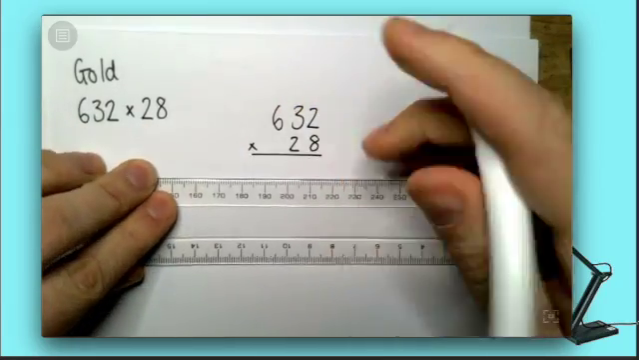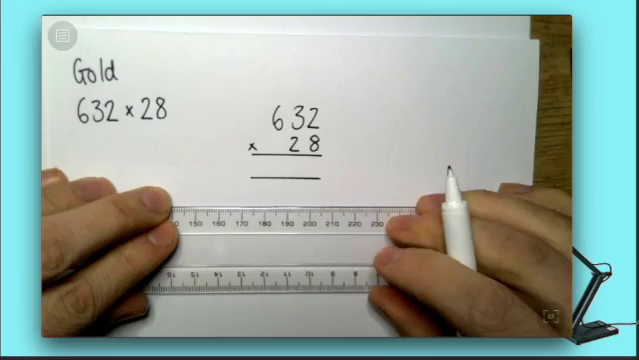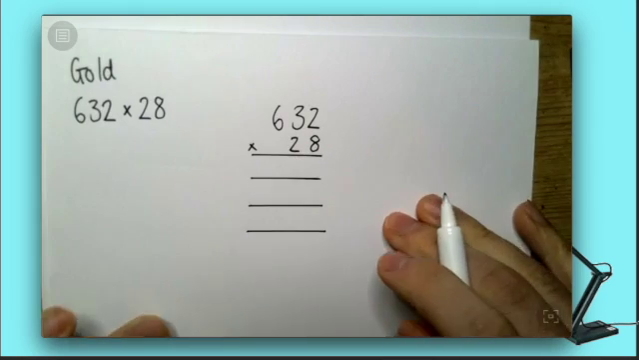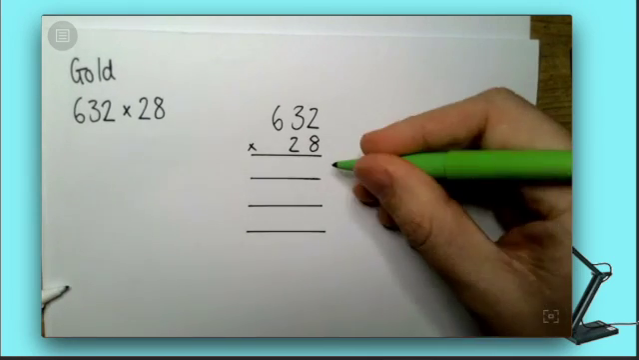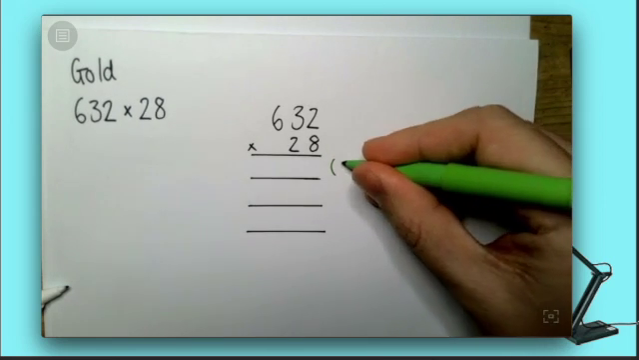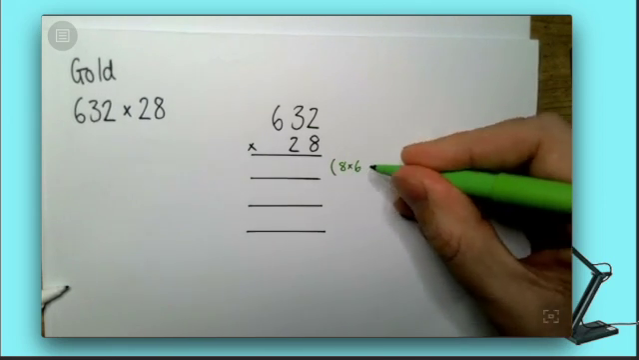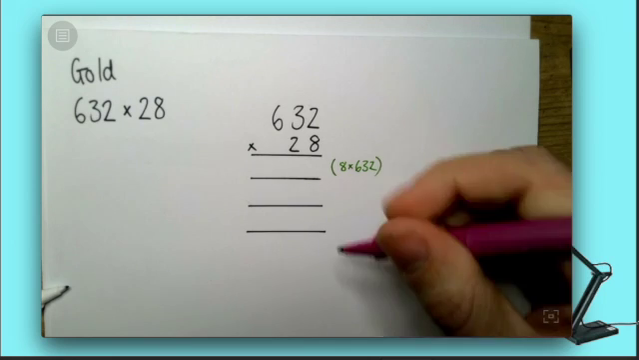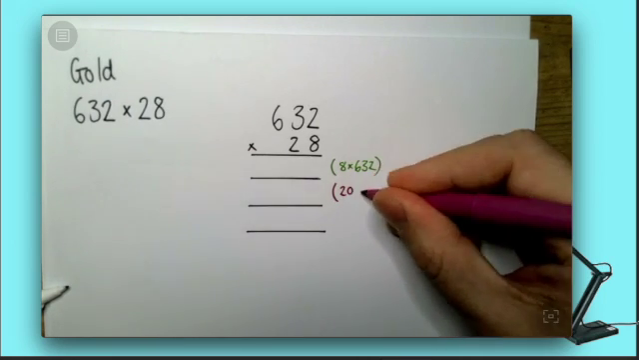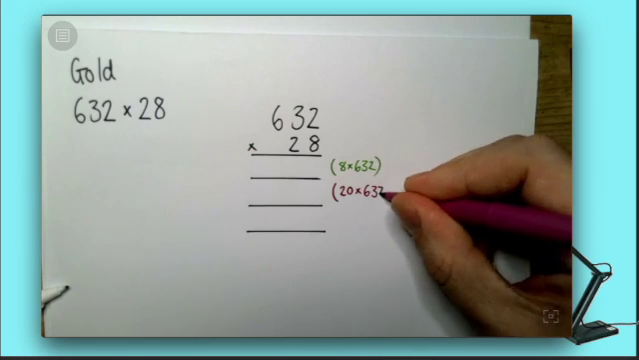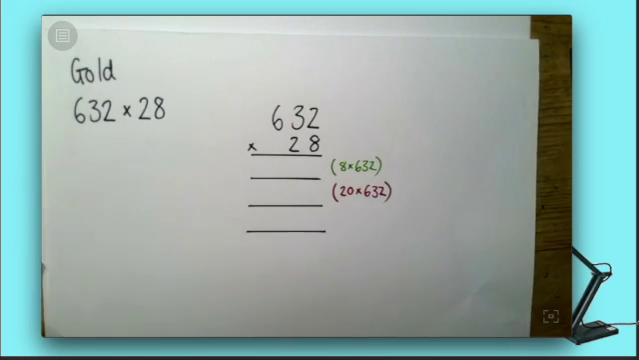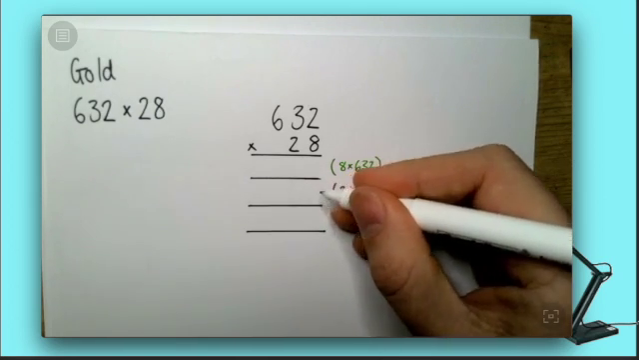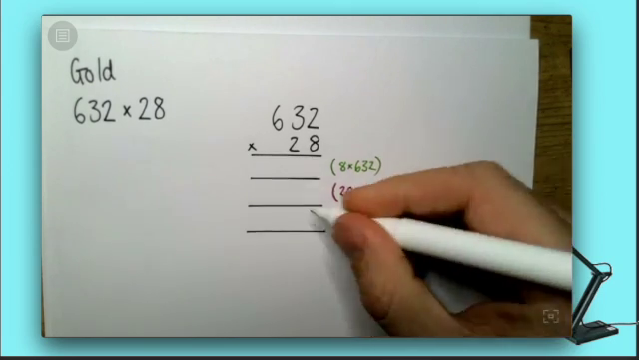1, 2, 3, 4. Okay. I need to do my multiplication here, so I know that I'm doing 8 groups times 632 in my first bit. In my second bit, I'm doing my tens, which is my 20 times 632. Now, you could put that 0 in straight away, so you know you're not going to forget it. If that's one mistake you always make, you could put the placeholder 0 in straight away. Okay, I'm going to do it as I go.